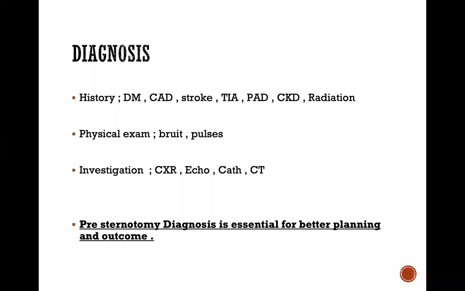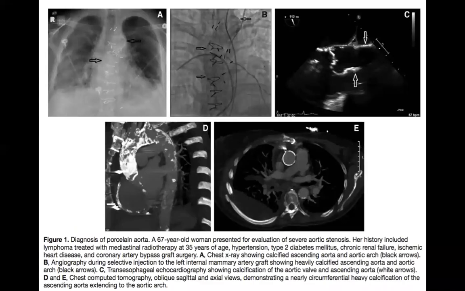Investigations: chest X-ray, echo, cath, CT. The most important thing is that pre-sternotomy diagnosis is essential for better planning and also for outcome. You don't want to be surprised in the OR after you open the sternum. This is just to show you the different modalities. Here in the X-ray, you can clearly see a lot of calcification of the ascending aorta reaching the arch, here in the cath, as well as you can see in the echo very clearly.